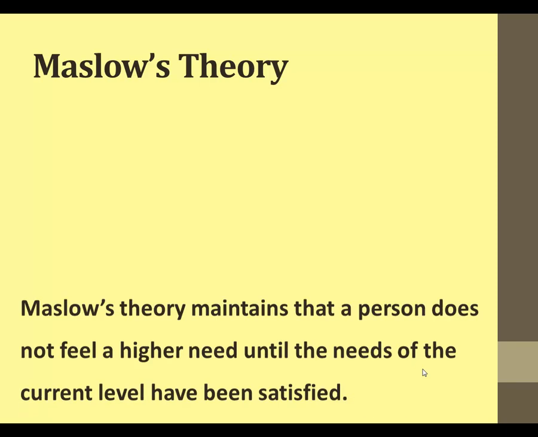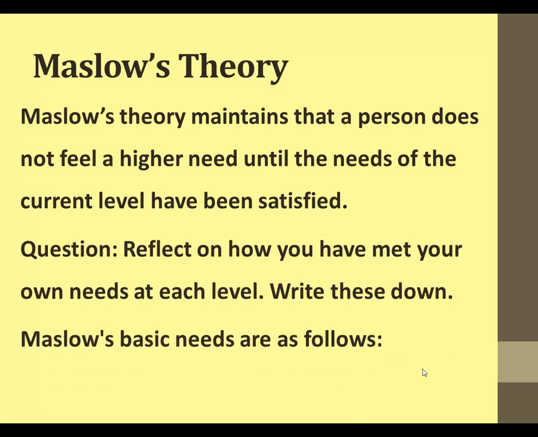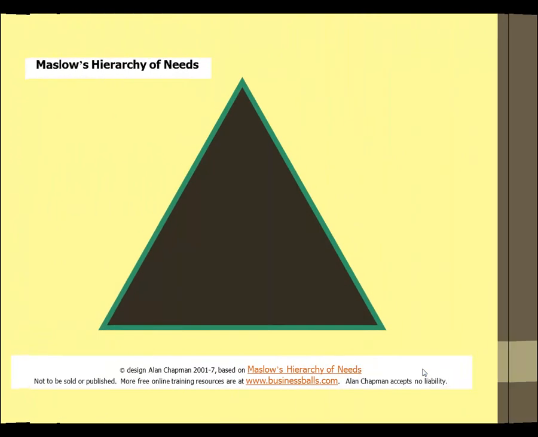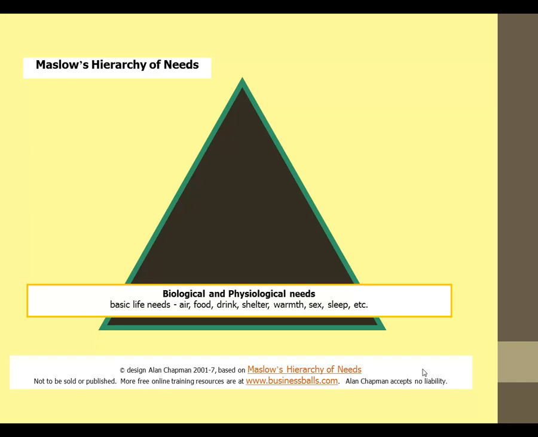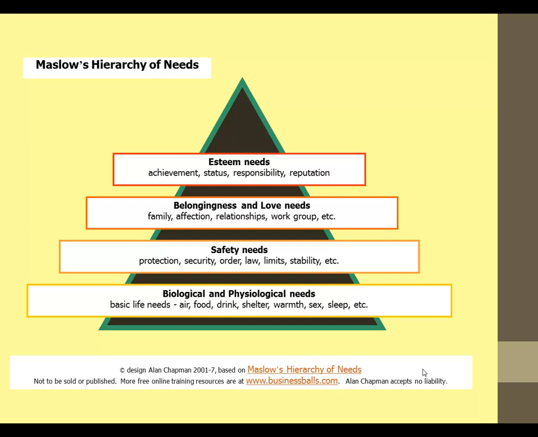Okay, so Maslow's. So you generally don't feel the higher one until the current level has been satisfied. So as we go through this, think about how your own needs have been met at each level and what level you're at the moment in his hierarchy. Okay? So write these down as you go along and think about where this fits. And we'll do this in detail. So this is an overview. Here you have a bottom line, your biological and physiological needs, your basic life needs, safety needs, belonging and love needs, esteem, and self-actualization. Okay, so we'll do each one of these in a little more detail now.